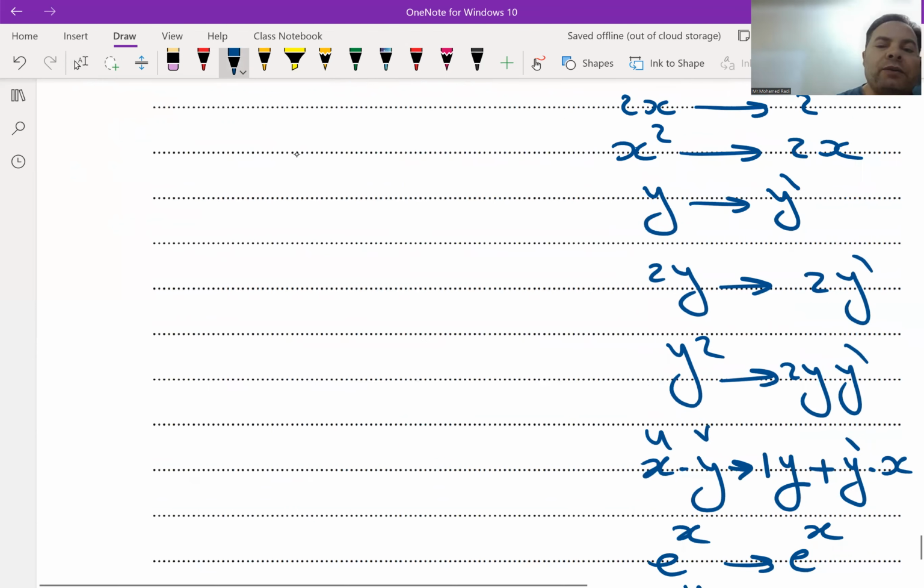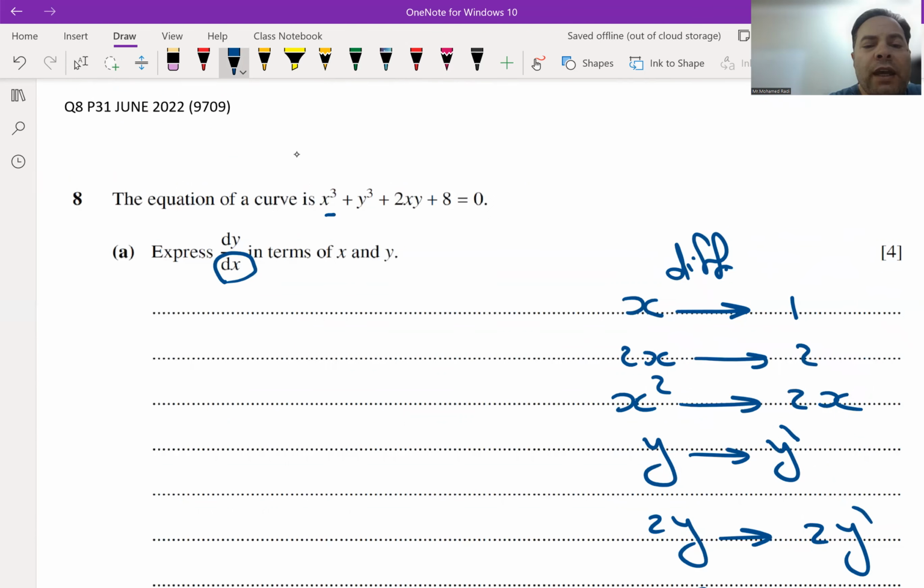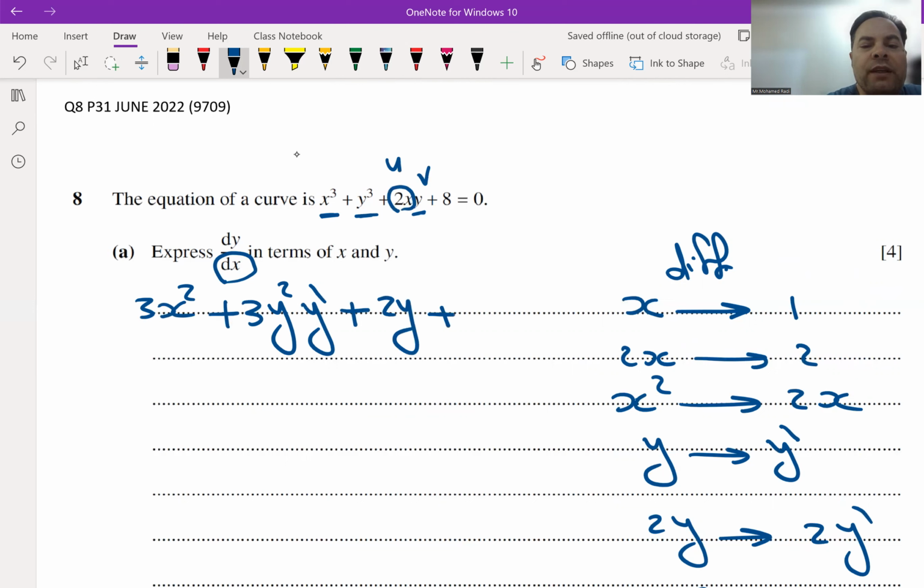Let's start now to find the derivative. x cubed gives 3x squared. y cubed gives 3y squared, but don't forget to write y dash, plus 2xy. Let's say this is u and this is v. Differentiation of the first is 2 multiplied by the second, plus differentiation of the second, y dash, multiplied by the first, 2x. The derivative of 8 is 0, and the derivative of 0 is 0. So the answer is 0.